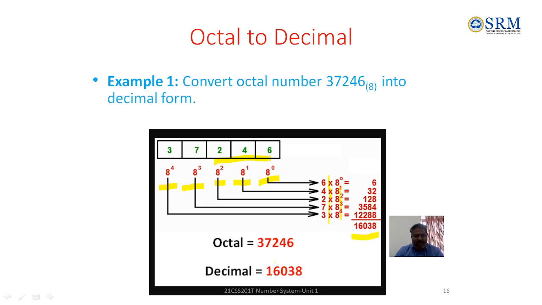The sum value is the answer in decimal. Put the bracket and say this is called the answer of base 10. It is the answer for 372468 base 8, which gives the value 16038 base 10. This is the conversion of octal to decimal.